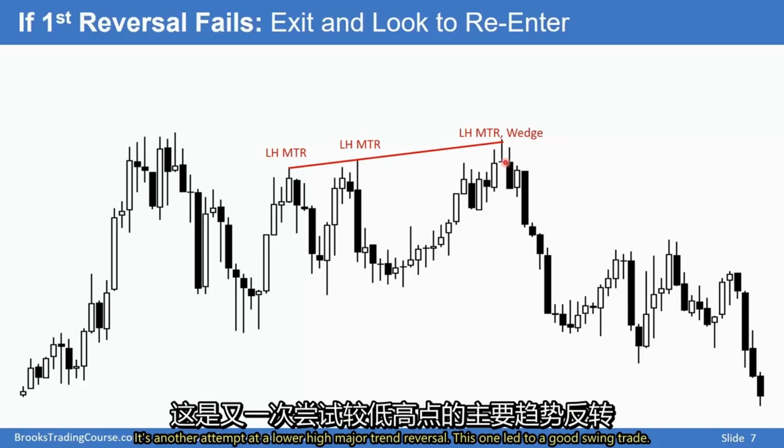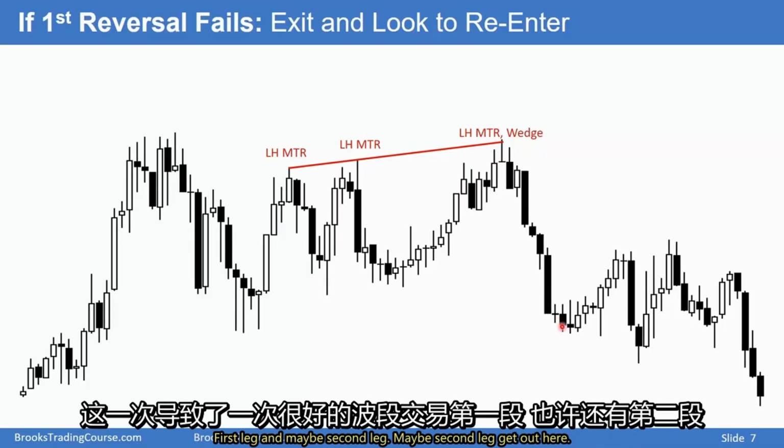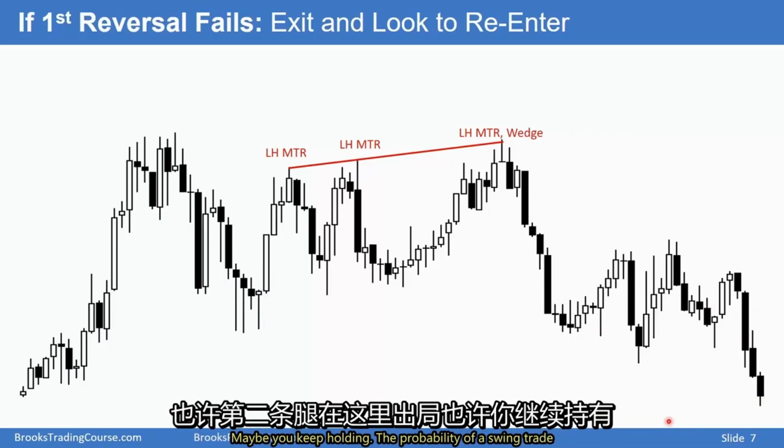It's another attempt at a lower high major trend reversal. This one led to a good swing trade. First leg and maybe second leg. Maybe second leg get out here. Maybe you keep holding.